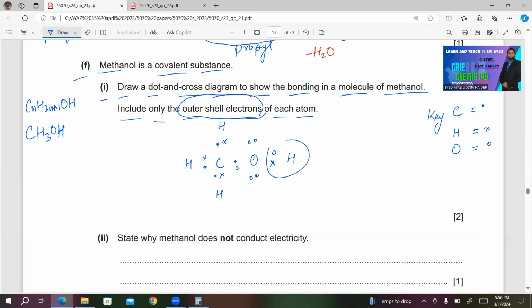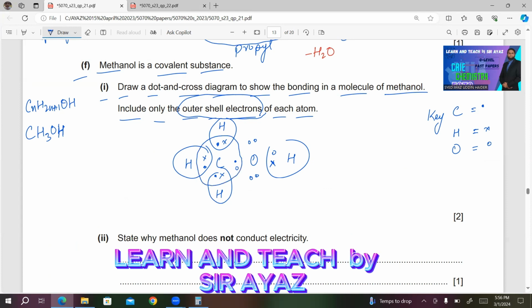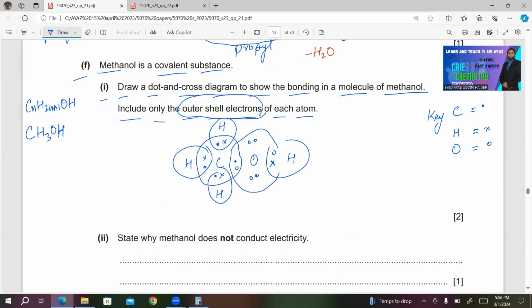Now, you can make circles. And this is the circle for carbon. This one must be for the oxygen. So this will be the final dot and cross diagram for methanol.